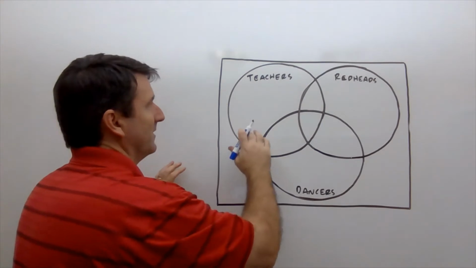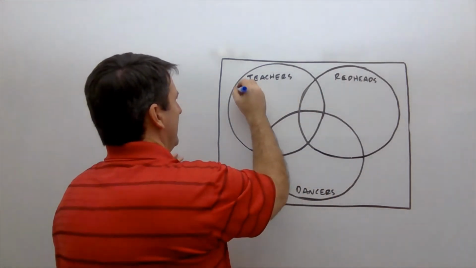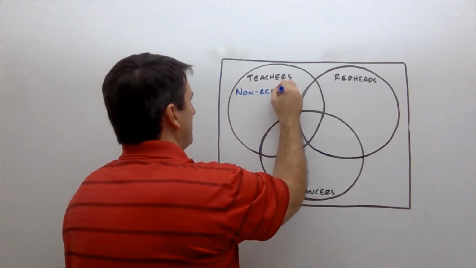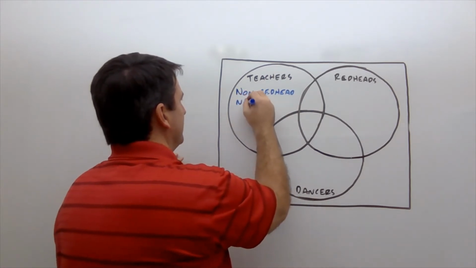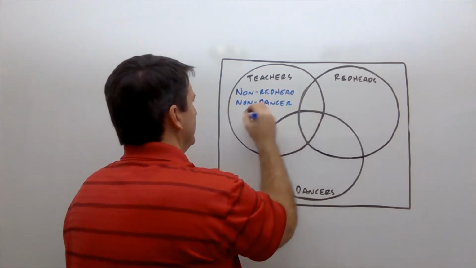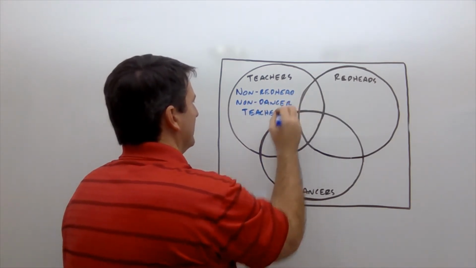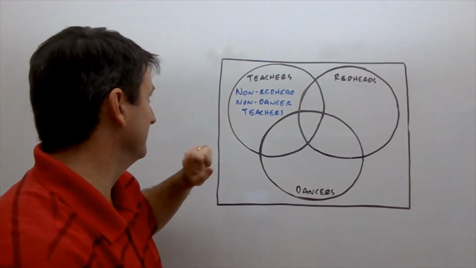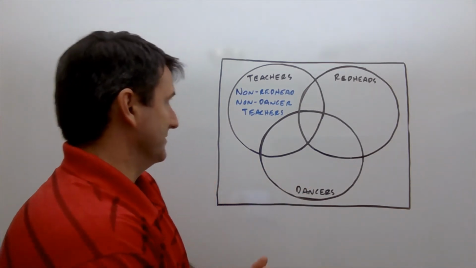We'll start up here with this region, which is folks who are teachers, but not redheads or dancers. So we'll call these non-redhead, non-dancer teachers. That's that red region there, and that would be me in this region. I am not a redhead, I'm not a dancer, I am a teacher.